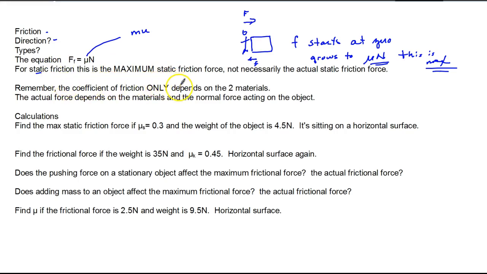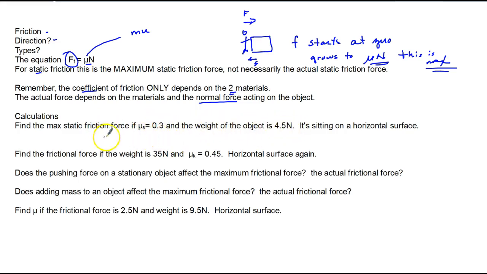Remember, the coefficient of friction only depends on the two materials. The coefficient of friction does not depend on surface area, it does not depend on weight, it only depends on what the two materials are. The actual frictional force depends on the materials and the normal force, the weight. So the coefficient is a characteristic of the materials. The force itself depends on both the materials and the weight of the object, or the normal force acting on the object.